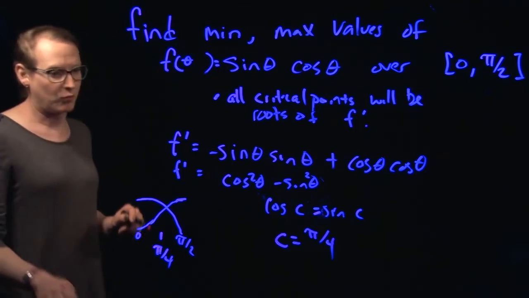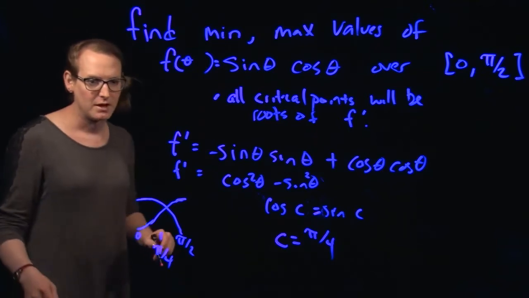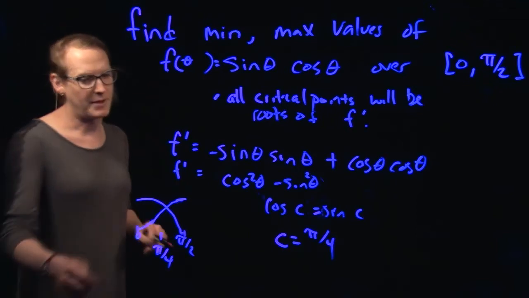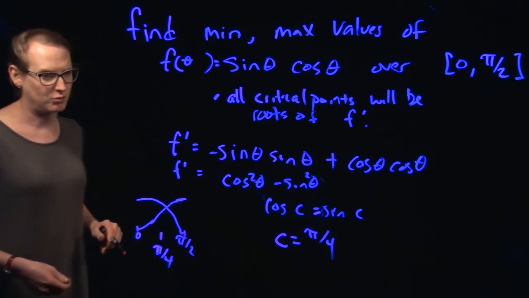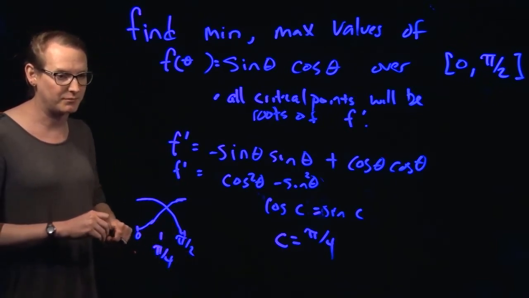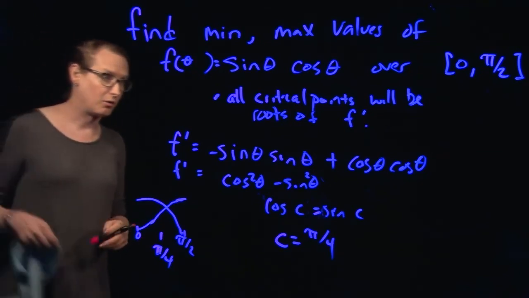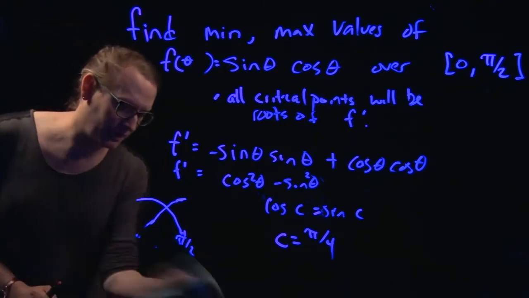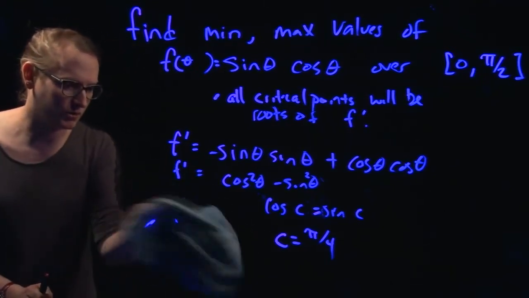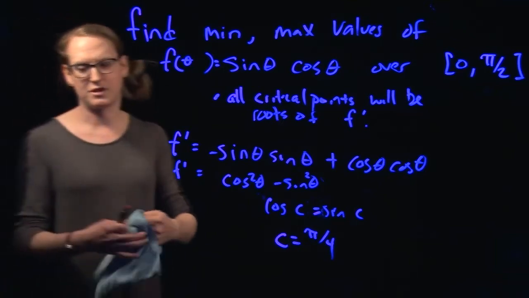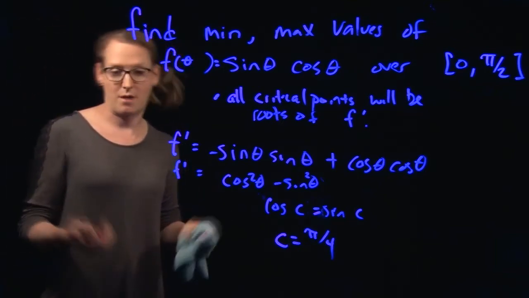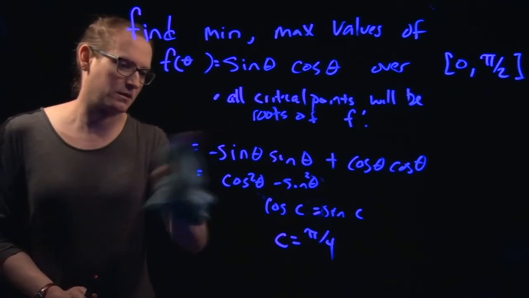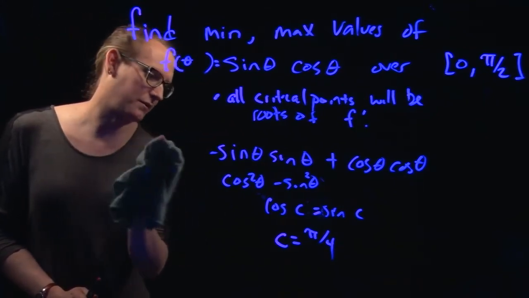So we have one critical point in this problem, but we also have the boundaries of the interval, 0 and pi over 2, where the function could take on maximum and minimum values. So I'm going to now collect my work. I have my critical point, and I'm going to collect my work into a table of the values that we're interested in, and then we're going to compare which ones are bigger and which ones are smaller, and we'll be off to the races.